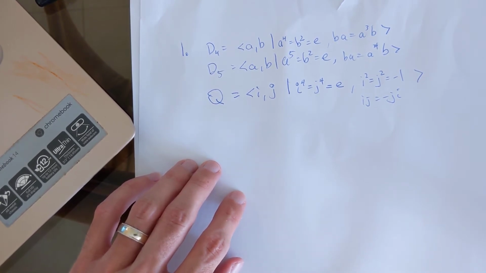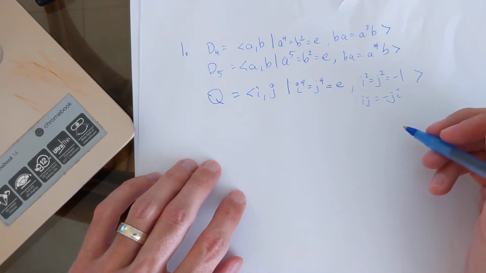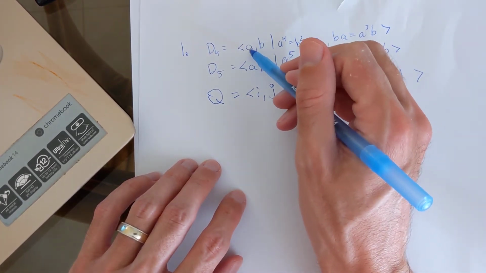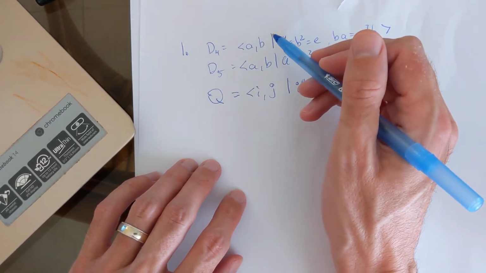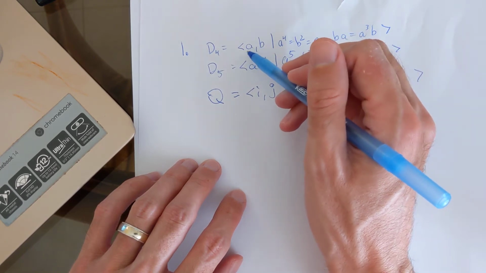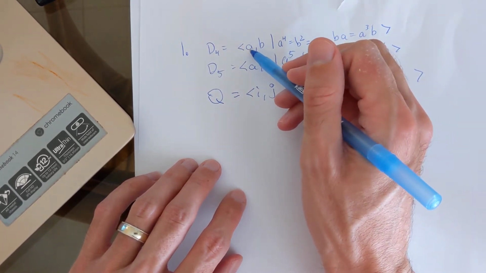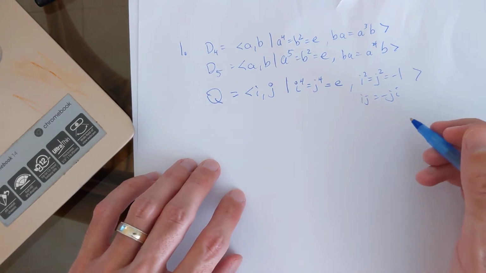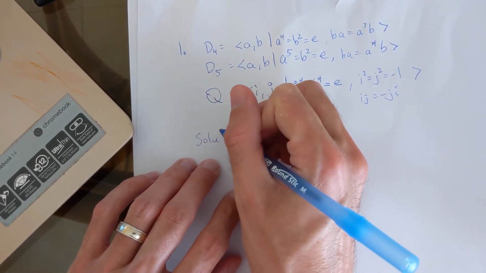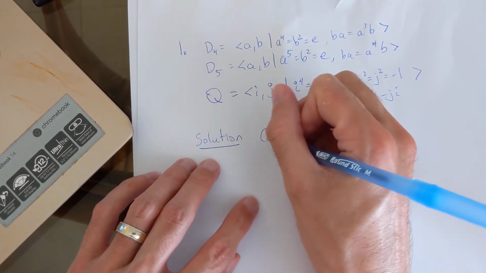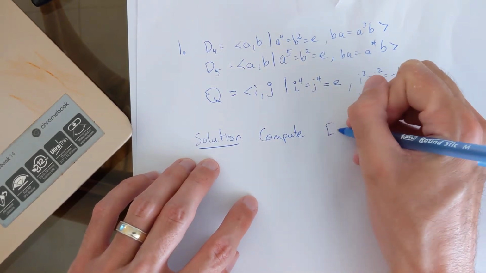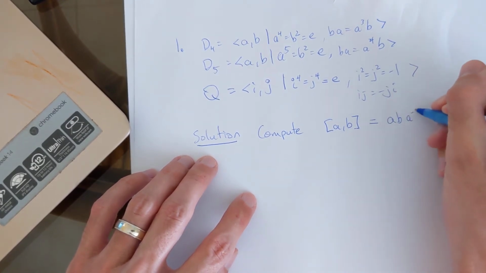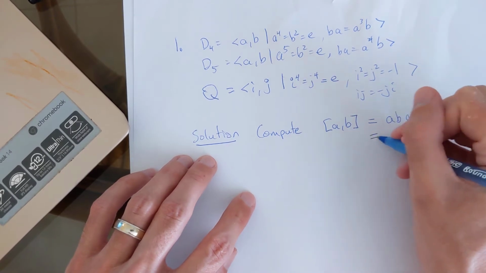Anyways, you have to compute the commutator subgroup of each one. Notice that when I take the commutator of A with itself or B with itself, I just get the identity, because A commutes with A. Well, this is not the solution, but this is the start of the solution. Compute the commutator of A and B. That's ABA inverse B inverse.